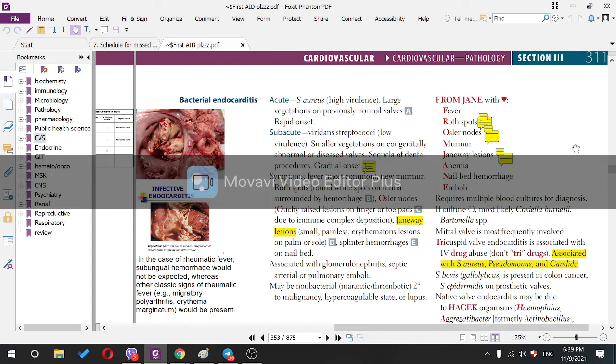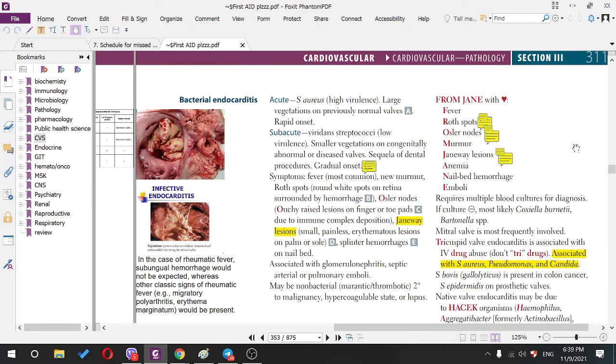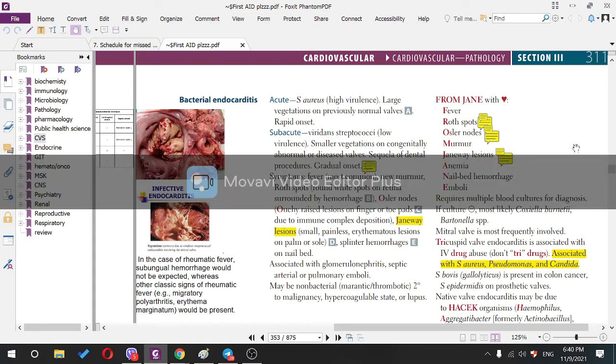But before speaking about that, let's just have a random conversation. For those who did not do microbiology, it's okay if you don't know this. So if we have an IV drug user, which bacteria are you thinking about? Staph aureus. That's correct. Staphylococcus alone is not enough. You have to say Staph aureus.